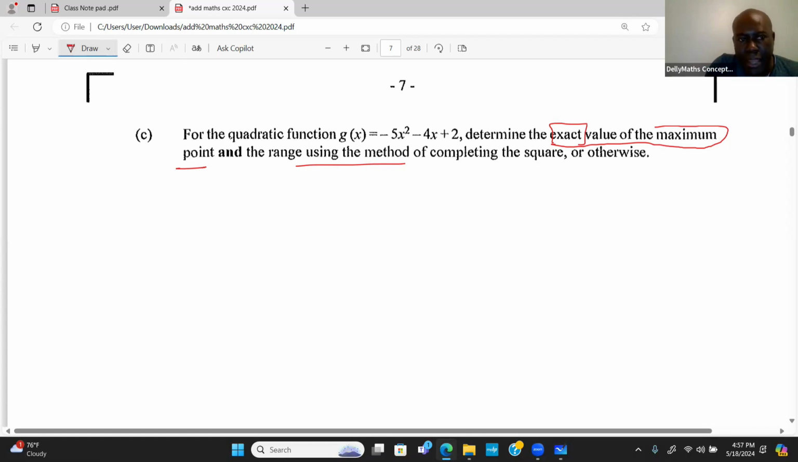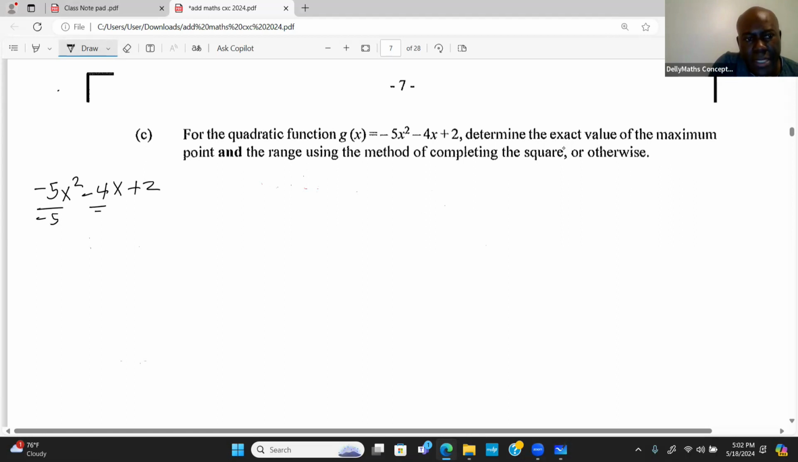All right. There are many ways you can do this. I'm just going to do it one way. Let us go through this. What we have here is negative 5x squared minus 4x plus 2. I'm going to divide throughout by negative 5 because I want the coefficient of the square to be a 1. So what I really have now is x squared, and this becomes positive 4 over 5x. This becomes negative 2/5 right here.